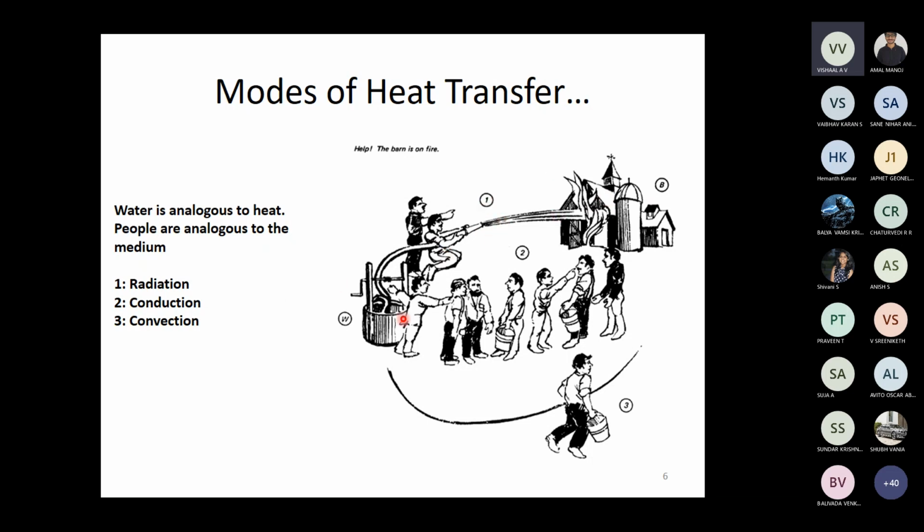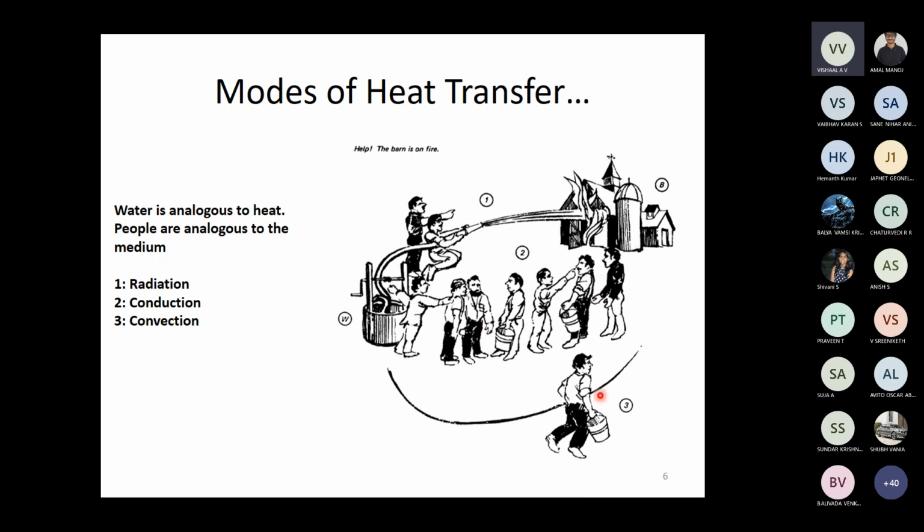Then the second one is conduction. You can carry water with the help of a bucket, and we have a line of people, each one carrying water from one point to another point and handing it over to the next person. So from one point to another, the conduction takes place up to the barn, and the last person will throw the water on the barn. So this is how conduction works, point to point movement of heat.